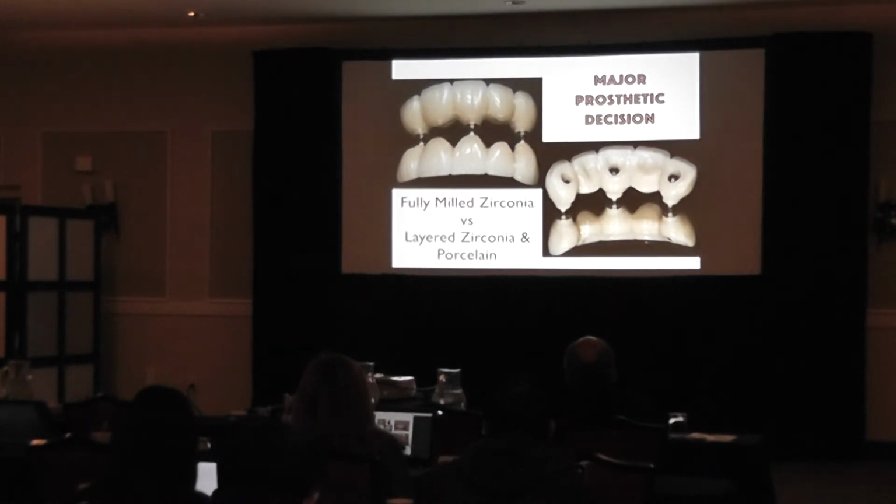Now here was my major prosthetic decision. I love the strength of zirconia, because I've done it a lot in the posterior. But I'm nervous about an all zirconia mill in the anterior. How's it going to look? Because the ones that I've done with single crowns have looked pretty opaque. They're just not as pretty as my EMAX.